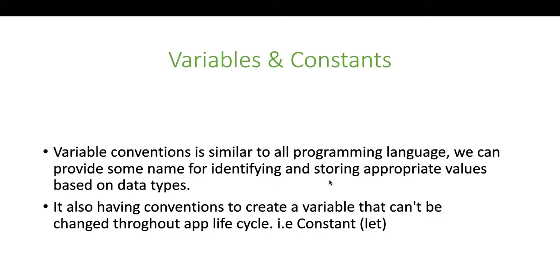Okay. It also provides the convention to create a variable that can't be changed. For example, if you have some kind of value that is constant, for example, pi, right? Pi's value is 3.14 and it is not going to change in any scenario. So you can keep that value as a constant, right? And we can create that constant using let, that can be done in Swift. So we will see all these topics in more depth.